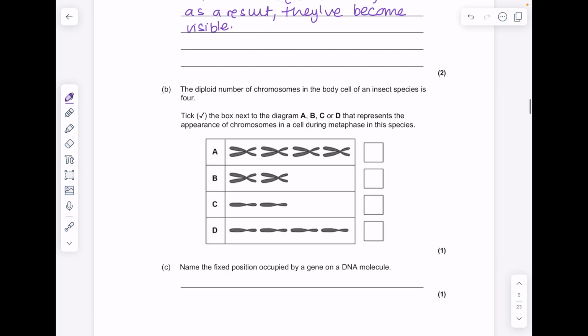The diploid number of chromosomes in the body cell of an insect species is 4, so that means that the haploid number would be 2, because haploid just means that it contains 1 set of chromosomes. Diploid means it contains 2 sets. Tick the box next to the diagram that represents the appearance of chromosomes in a cell during metaphase in this species. So they're going to line up at the equator. They're going to be attached by the centromere. So the answer here is A.